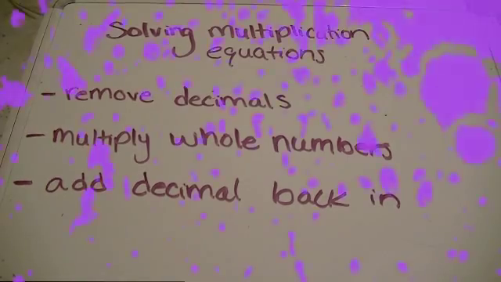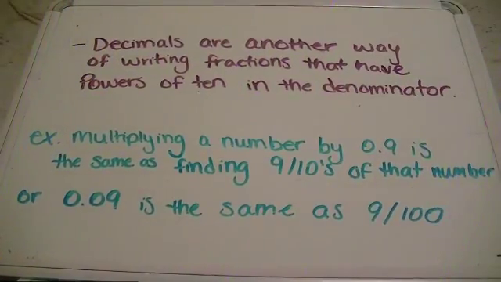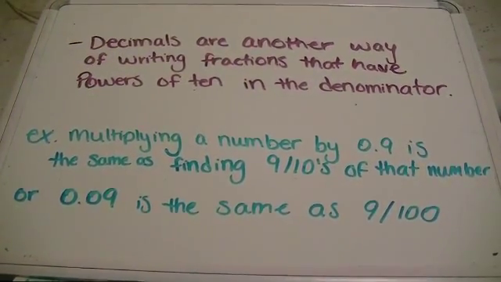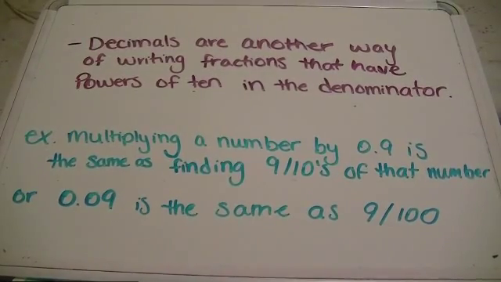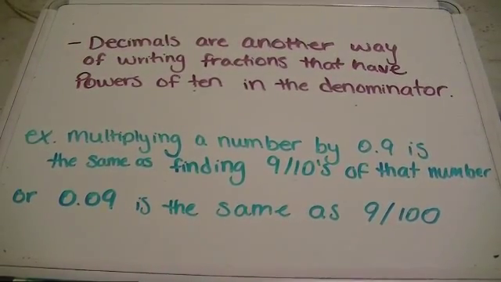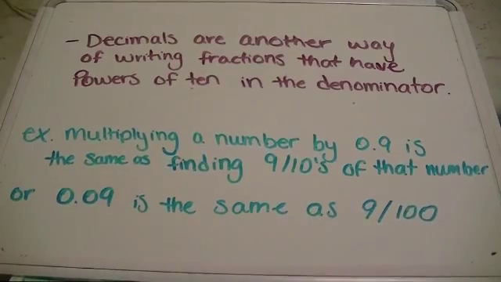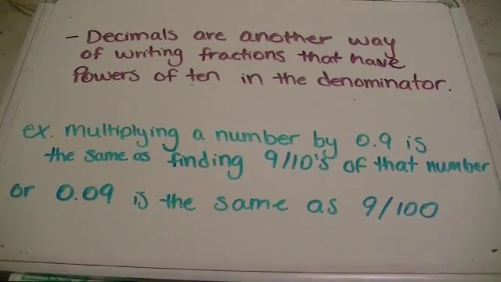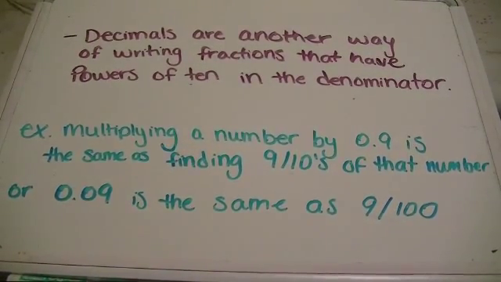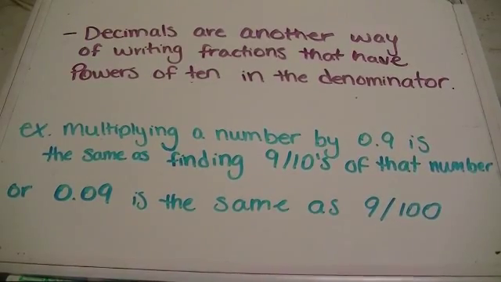Let's look at why this procedure works. Decimals are really just another way of writing fractions that have powers of 10 in the denominator. For example, multiplying by 0.9 is the same as finding 9/10 of that number, or multiplying a number by 0.09 is the same as finding 9/100 of that number.